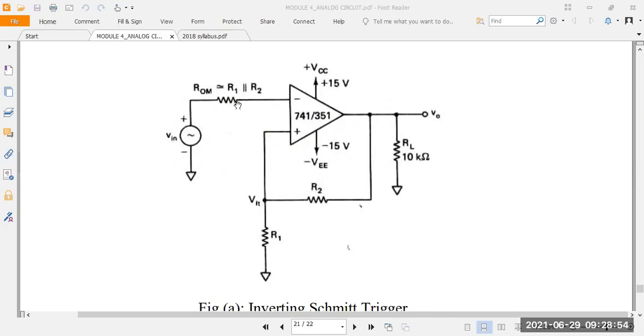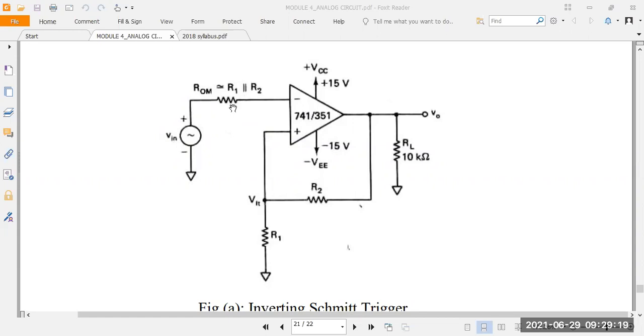So you have to set the input resistance value based on the R1 and R2 values. What is the formula here? These are in parallel, right? So take R1 into R2 divided by R1 plus R2. That value you have to give for the input resistance here.